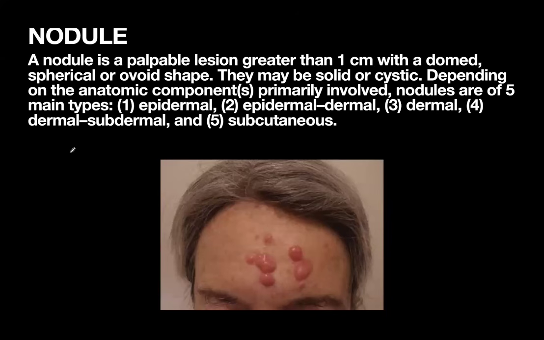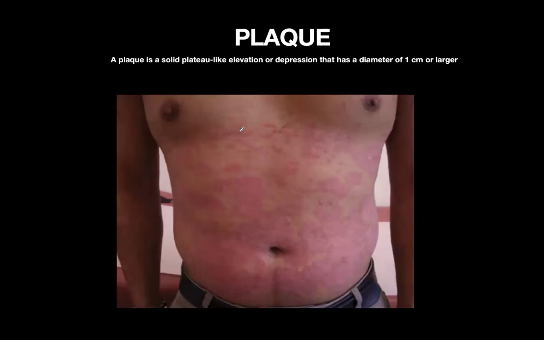Then comes your nodule. What is a nodule? A nodule is a palpable lesion that is greater than 1 centimeter with a domed, spherical or ovoid shape. It can be solid, it can be cystic. Based on the anatomic location, it can be a primary nodule of various types: epidermal, epidermal and dermal, dermal, dermal and subdermal, and subcutaneous nodules. Then comes a plaque. How do you describe a plaque? A plaque is a solid, plateau-like elevation or depression that has a diameter of 1 centimeter or longer.